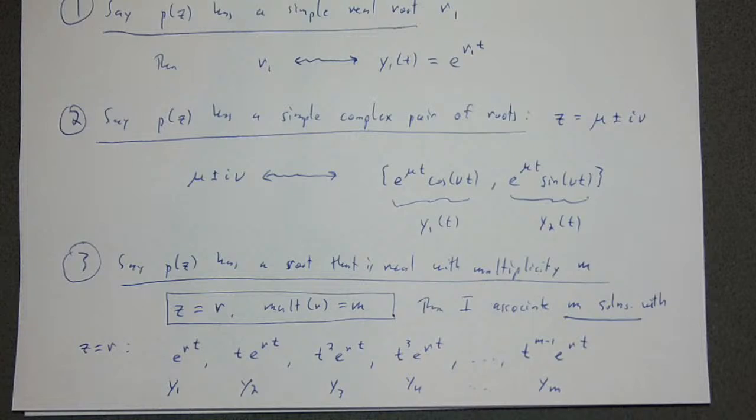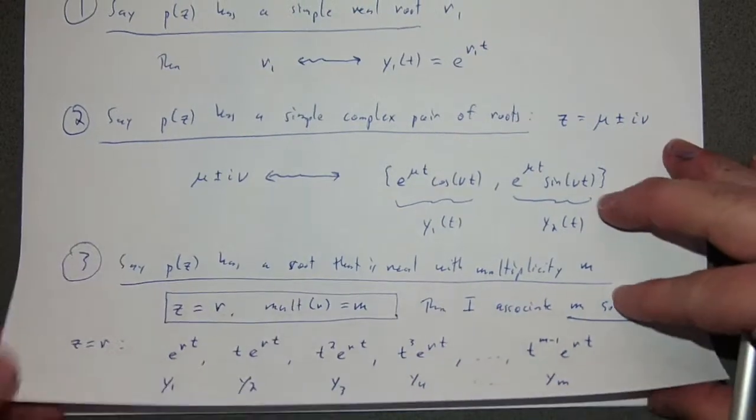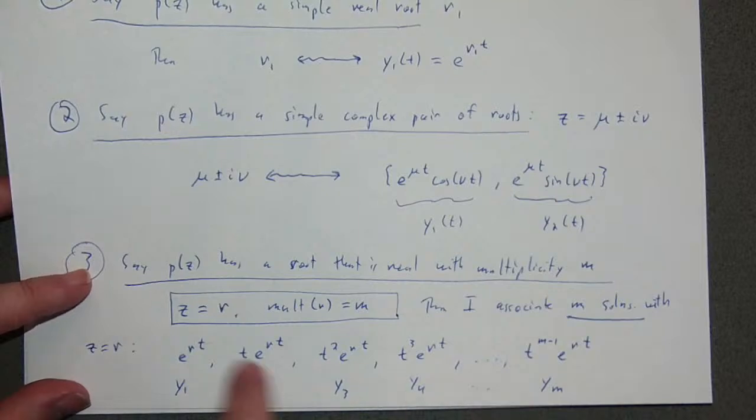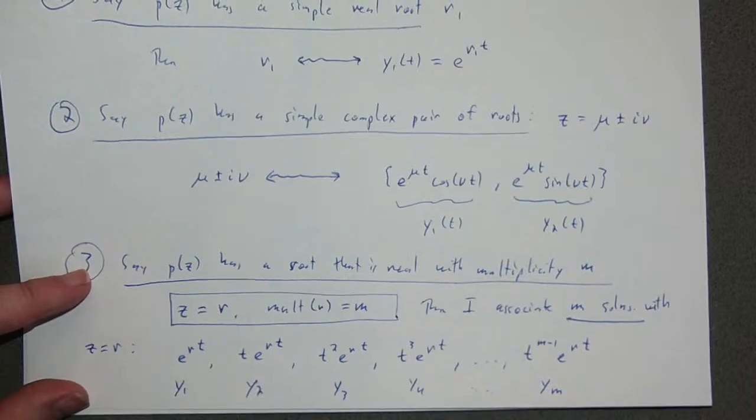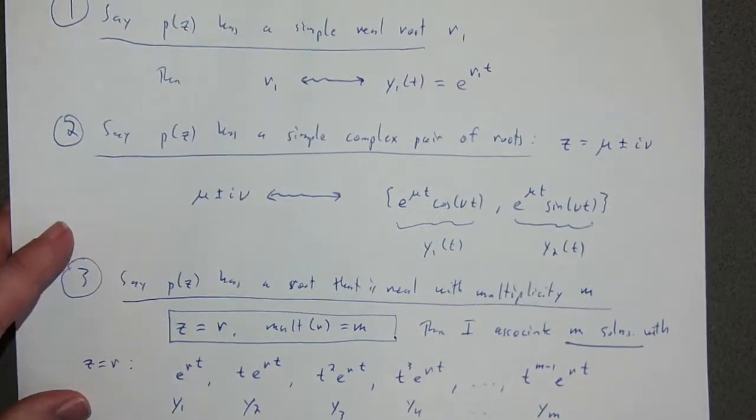And so the largest multiplicity we're going to deal with is 2, which means that we could only ever see 2 such solutions assigned in this way. But here we're going to get m of these. Okay? So this is how this works. Now you see where the e to the RT and t e to the RT comes from in the order 2 case.